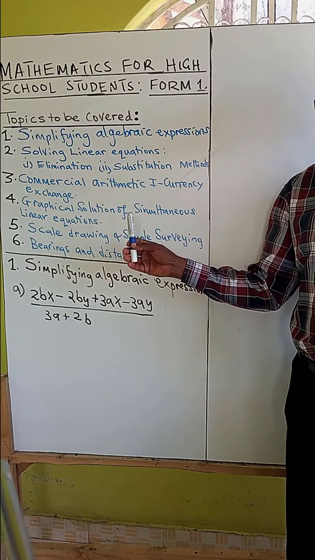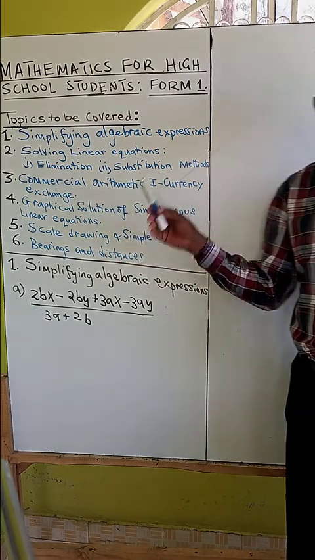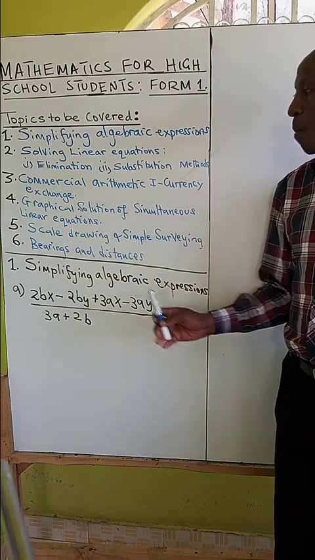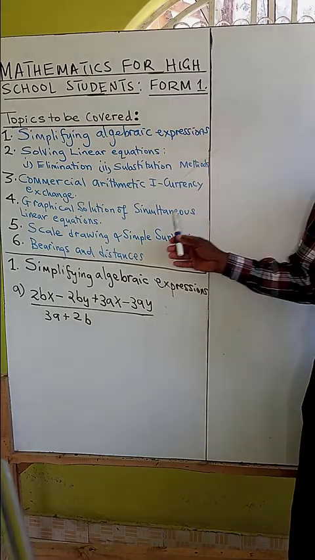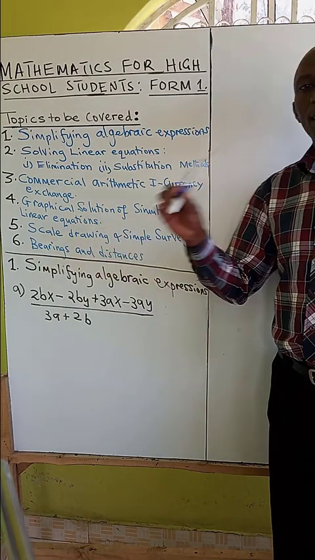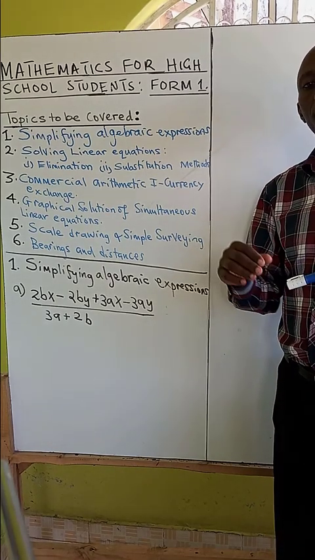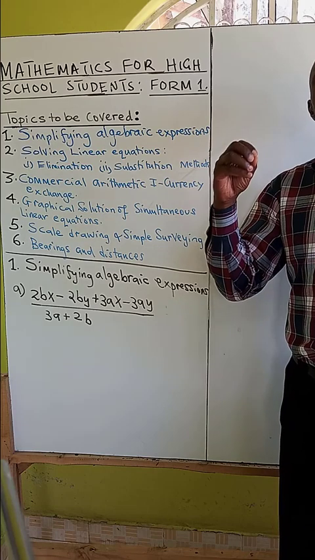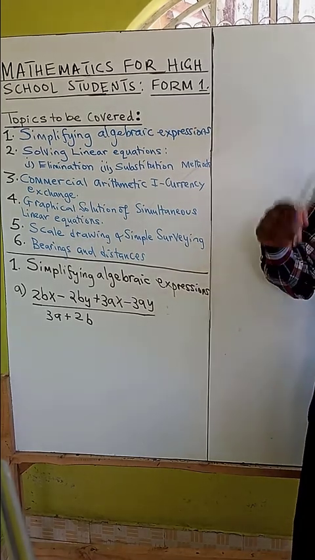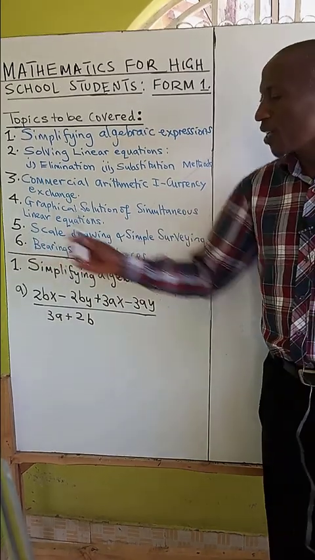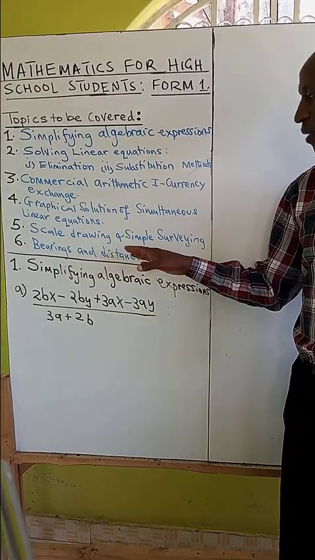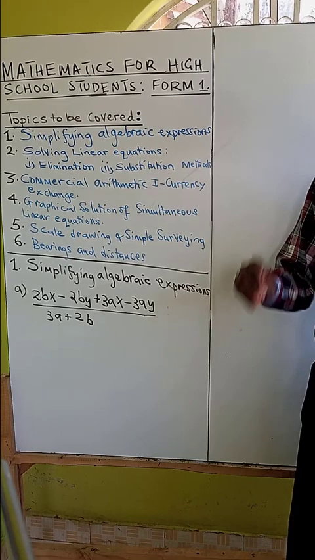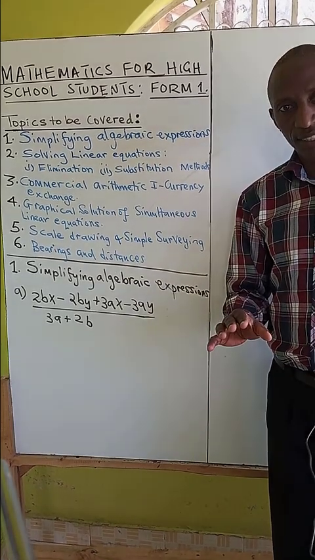We look at commercial arithmetic, specifically currency exchange. In number 4, we look at graphical solutions of simultaneous equations. And that has been posing a challenge to our learners because this is new. We've not had the issue of working on graphs in their primary education. Topic number 5, we shall look at scale drawing and simple surveying techniques. And then in number 6, we look at bearings and distances.